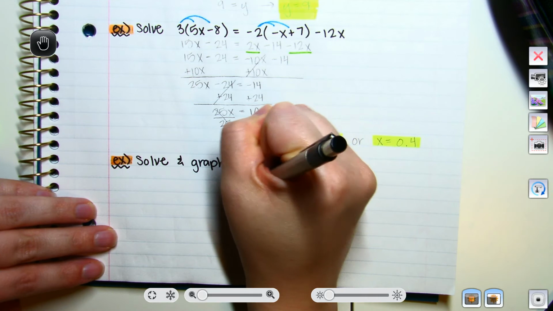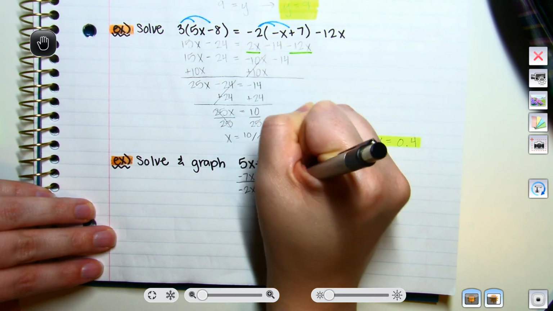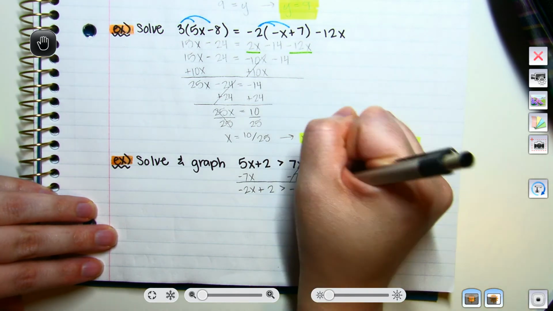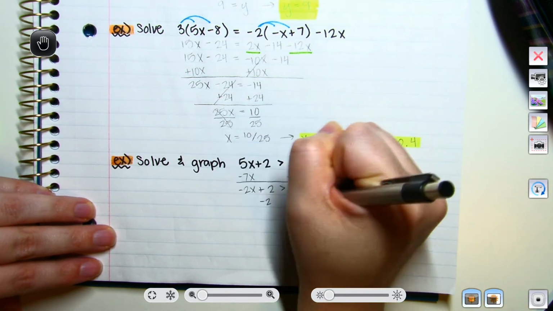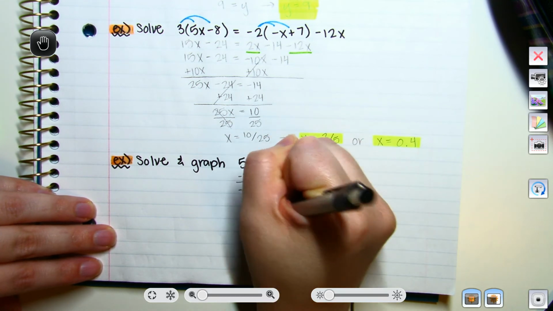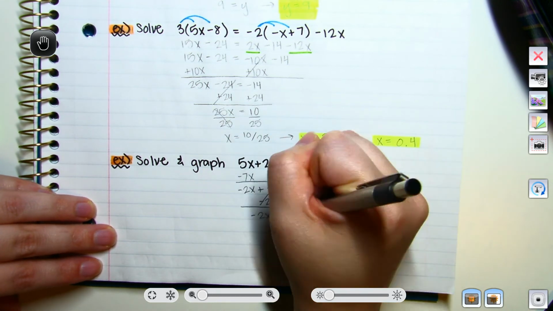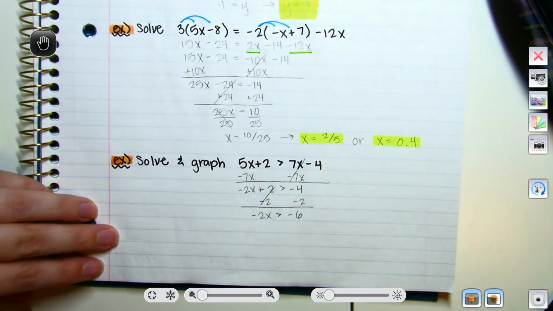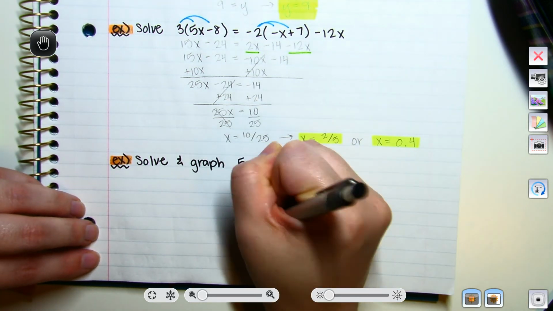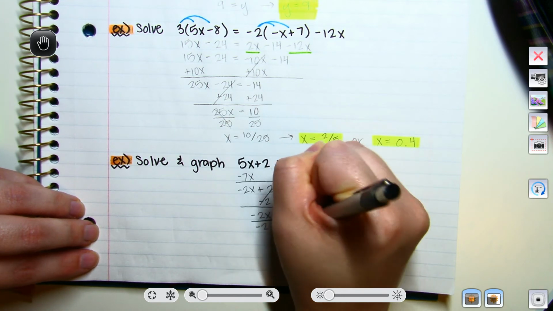Now I end up with negative 2x plus 2 is greater than negative 4. Subtract 2 from both sides. Now I have negative 2x is greater than negative 6. Now this last step, dividing by negative 2.